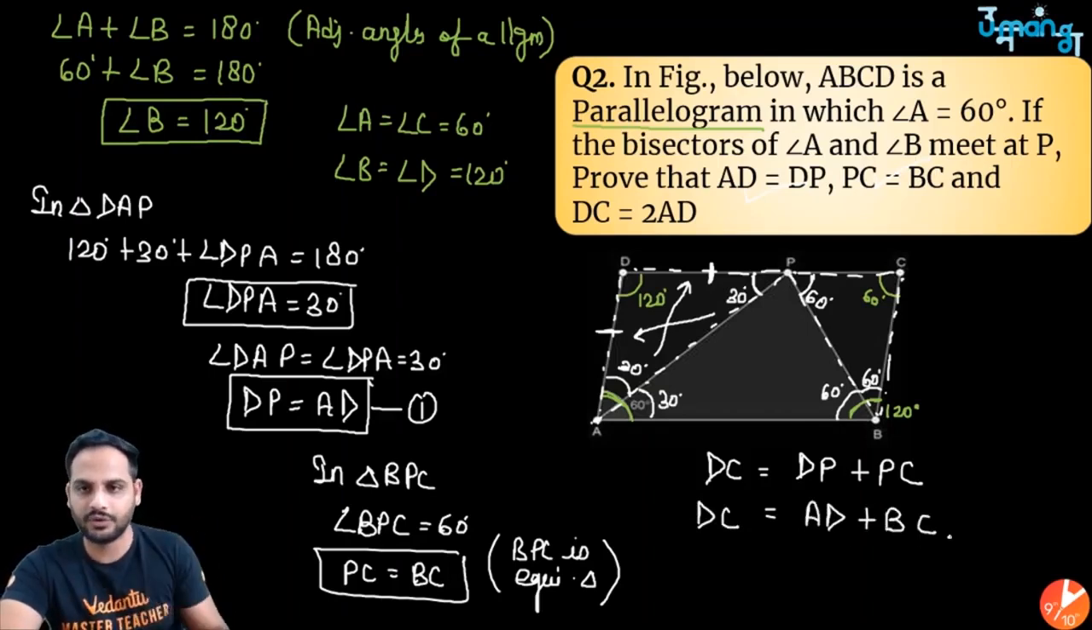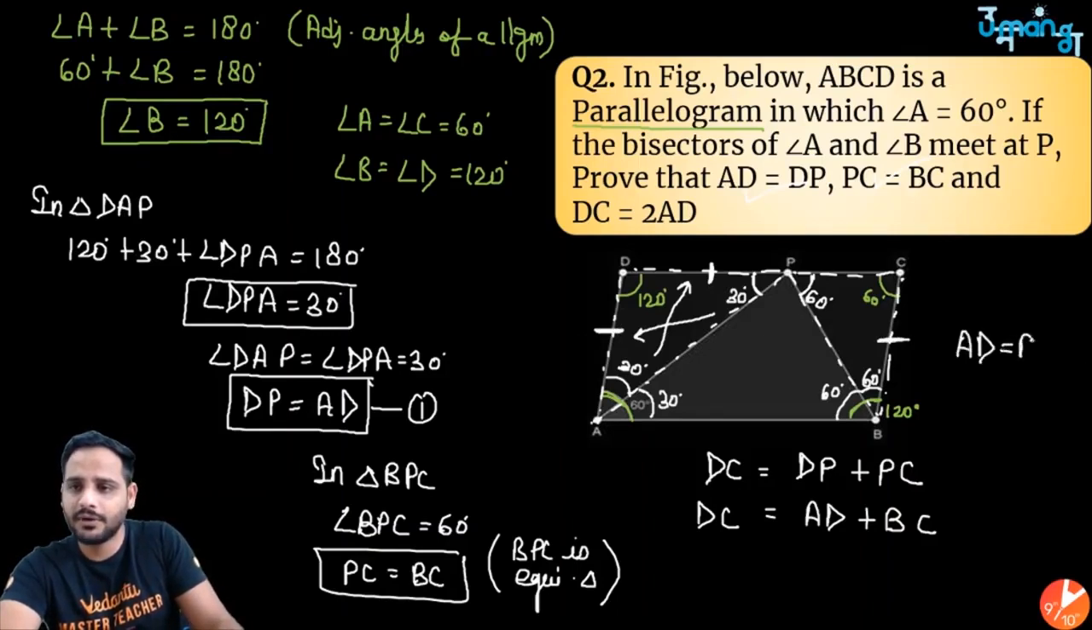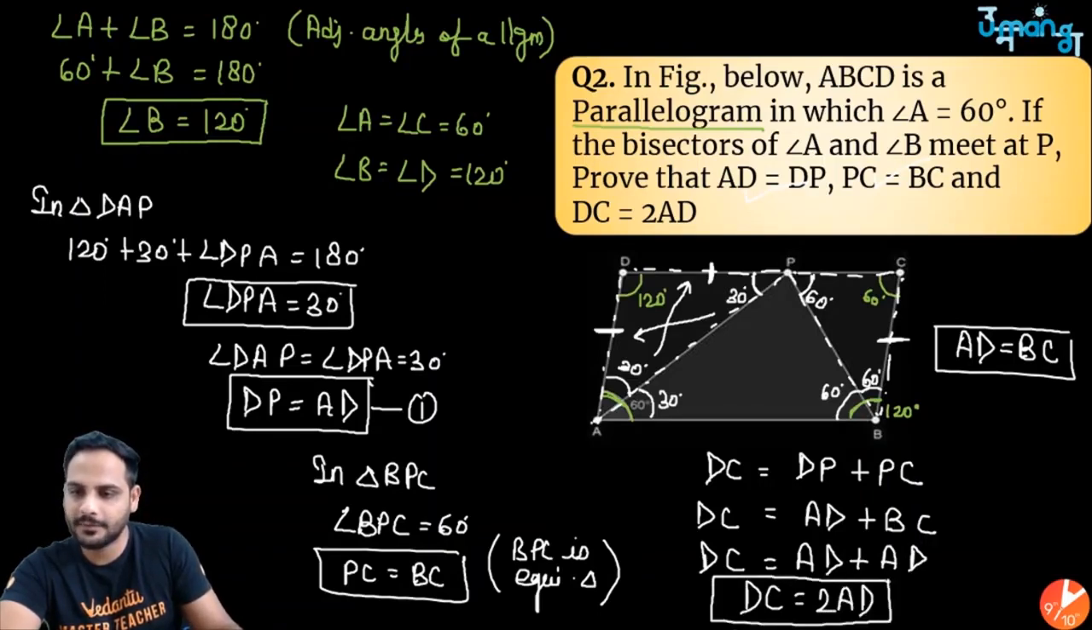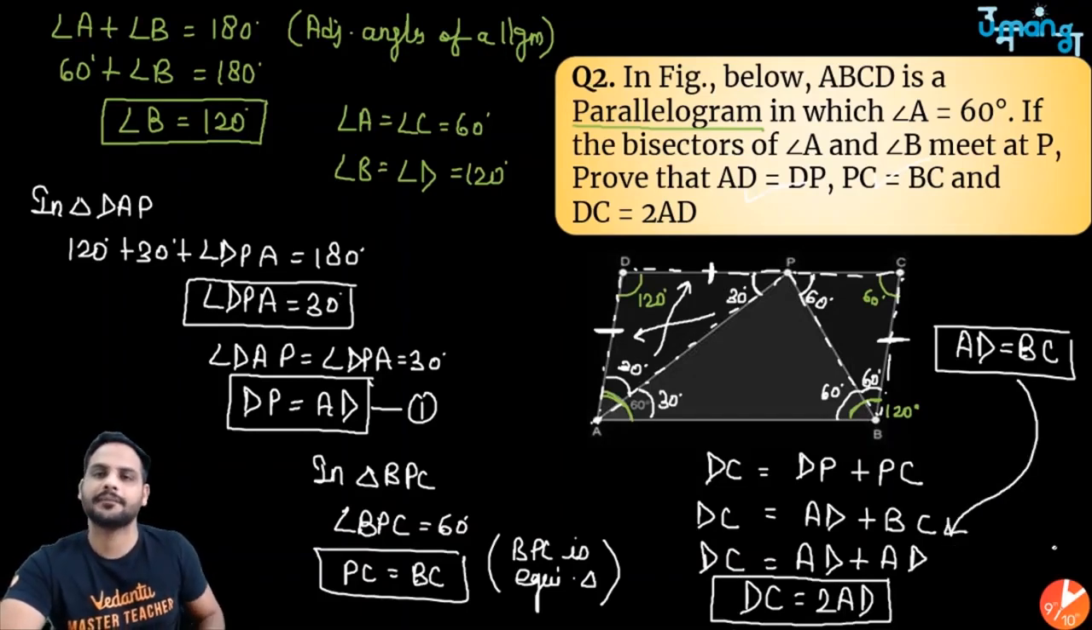Also, one more thing. Since AD and BC are opposite sides of a parallelogram, AD and BC will be equal because opposite sides of a parallelogram are equal. So if AD and BC both are equal, in place of BC also I can write AD again. So DC is equal to AD plus AD. That means DC is equal to 2 times of AD. Got it? So this is how this question will be solved.